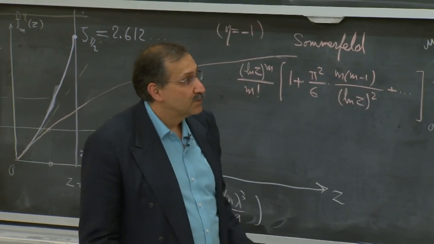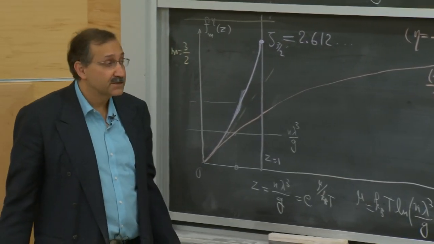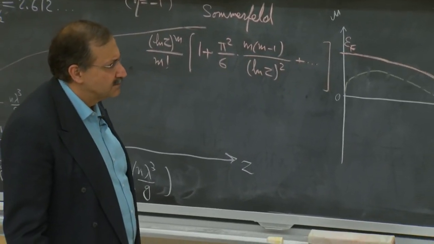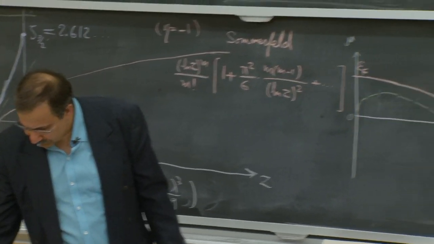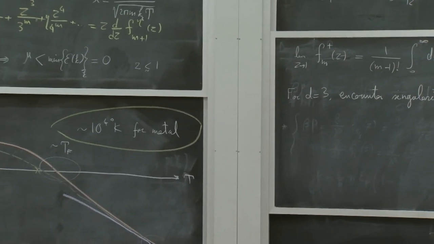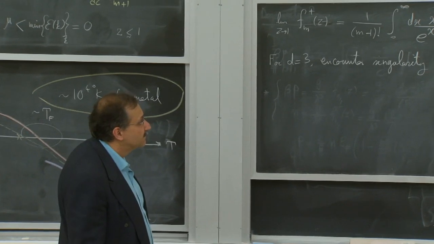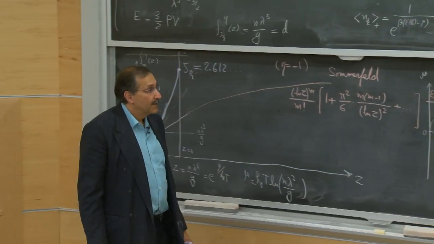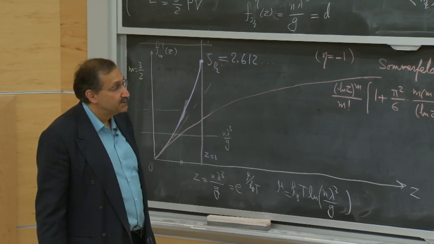So the more dense your system is, the lower... I guess that's why I have it the opposite way, should be the more dense it is, the higher the temperature. Sure, so that's fine. OK. But what does that mean?